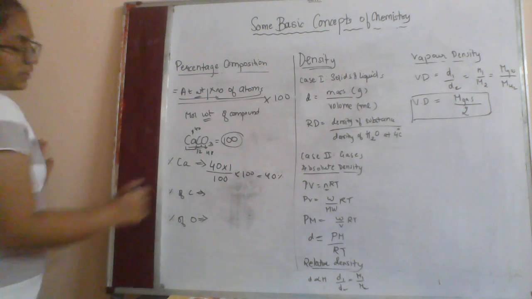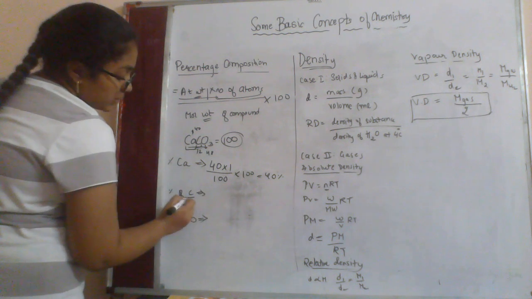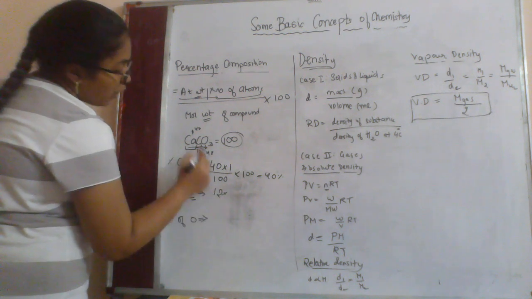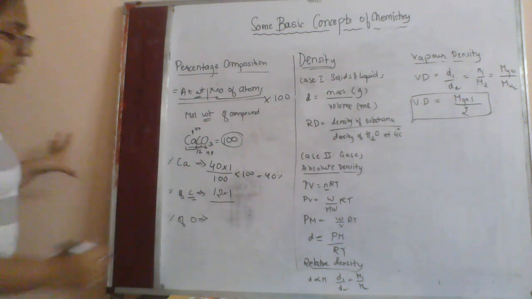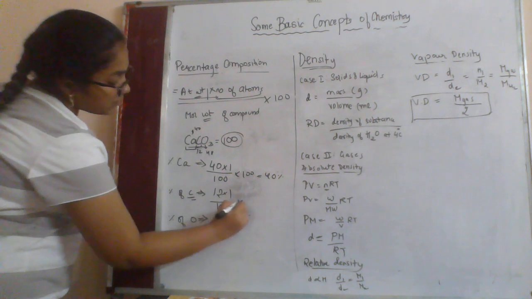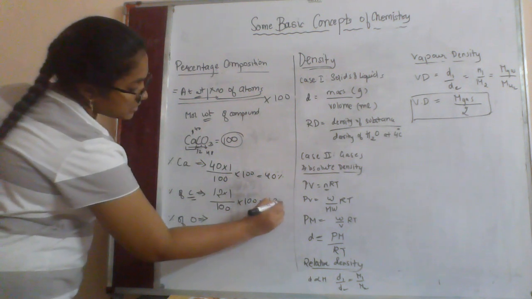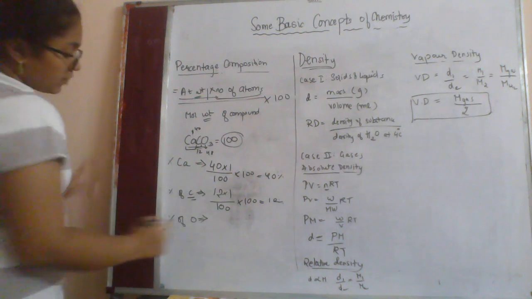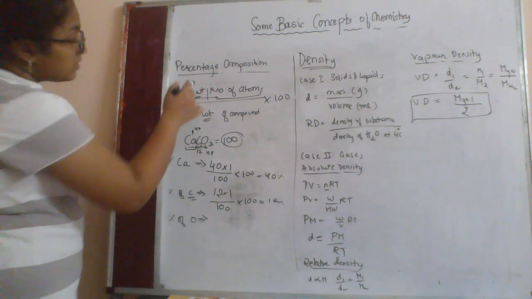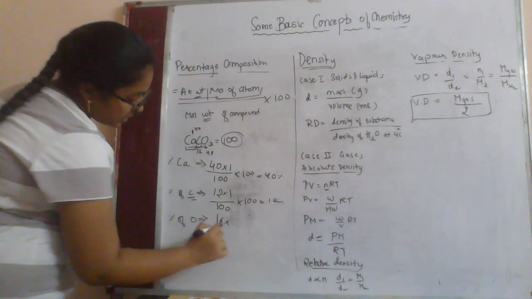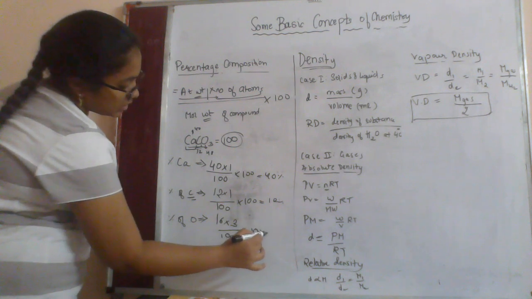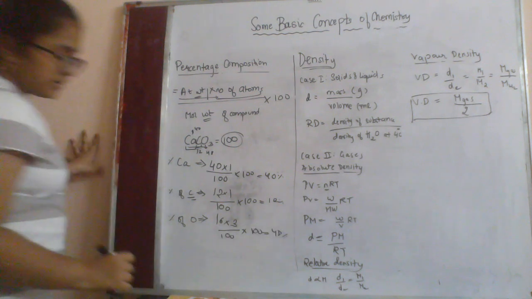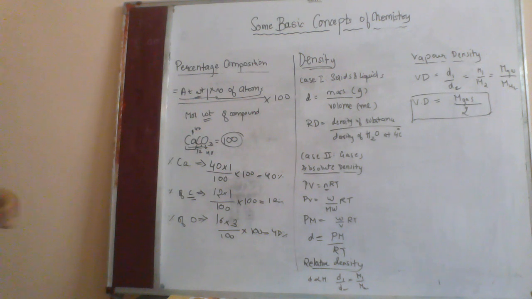Coming to the next one, carbon. The atomic weight of carbon is 12, into how many atoms of carbon are there? 1, divided by what we will get? 100, right? Molecular weight of the compound, into 100, again 12%. Similarly for oxygen, firstly atomic weight of oxygen is 16 into 3 atoms of oxygen, divided by 100, that is the molecular weight of the compound. We will get 48%. So like this you need to find the percentage composition of each and every element of a given compound.